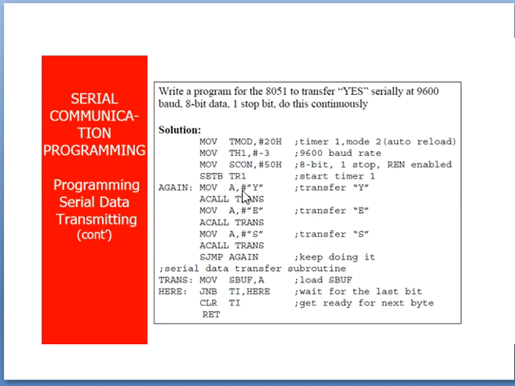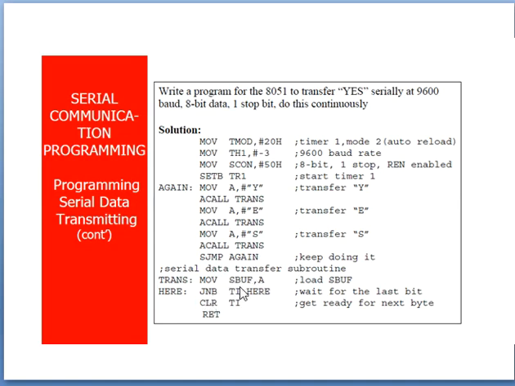Then the first character we have taken into the accumulator, MOV A, #'Y'. So first character we have taken. Then CALL TRANS. So here we are calling this TRANS program. So here you can see, MOV SBUF, A. So the accumulator is loaded with the first character. Sorry, SBUF is loaded with the first character.